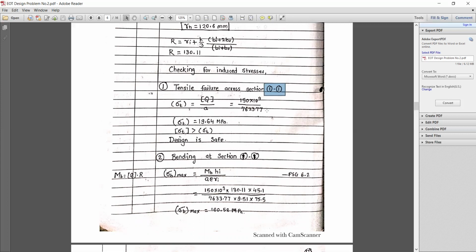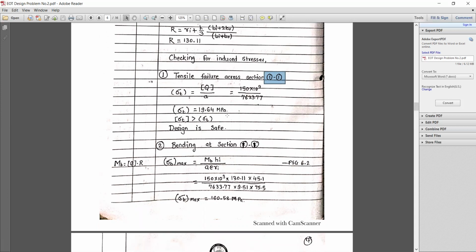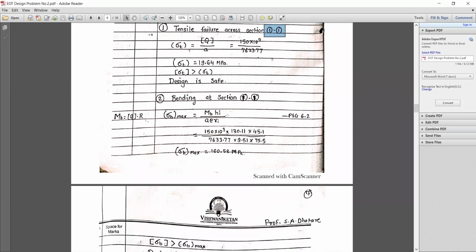We have a cross sectional area. So 150 into 10 raised to 3 divided by 6733.77. So what we get, induced tensile stress is equal to 19.64 megapascal, which is very less than the design one. So our design is safe for the first condition or first section.